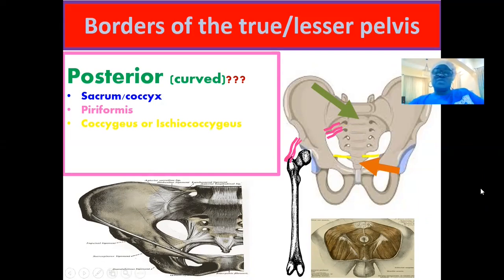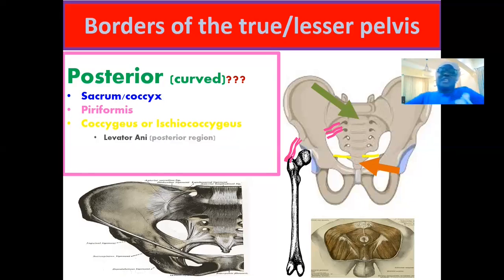This coccygeus muscle is seen to emerge from the spine of the ischium, and you see it finally inserted on the coccyx. This is also where the name ischio-coccygeus is drawn from. So you see it originating from the spine of the ischium and inserted finally on the coccyx. This ischio-coccygeus, or the coccygeus muscle, is also seen as a posterior alignment of the true pelvis.